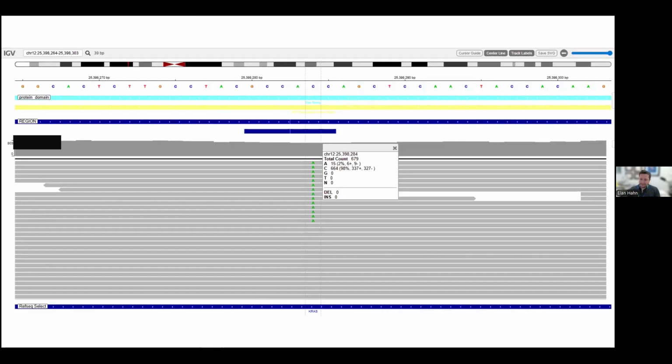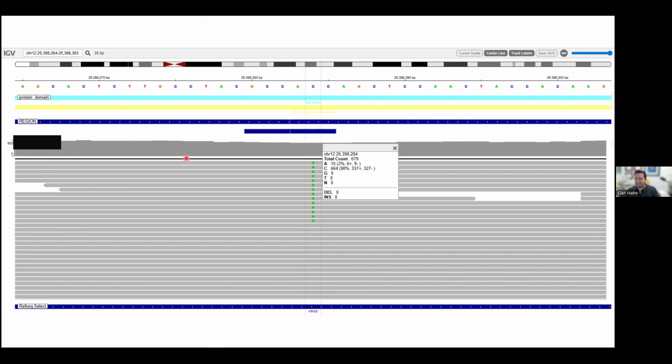This is, as Dr. Fisher showed last time, called the Integrated Genomics Viewer. It's how we represent raw sequencing data after it's been aligned to the reference genome. I'll just point out a few of the features here. So this is the reference genome. These are the bases in the reference genome. Here there's a protein domain track, which will tell us what protein domain of the gene we're looking at. And this here is a measure of coverage.